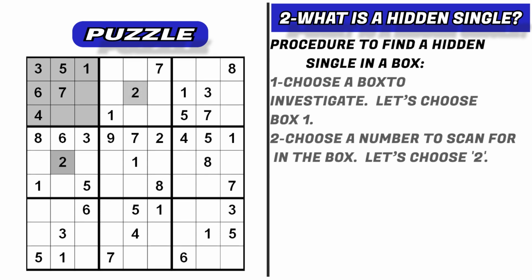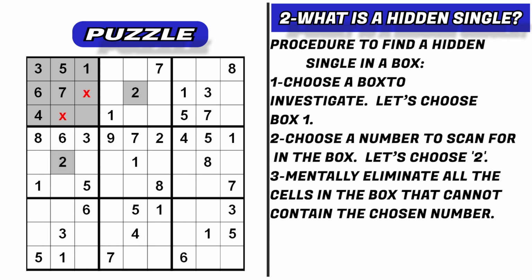Step number 2. Choose a number to scan for in the box. In the same example, we will choose 2 as our candidate number. Step number 3. Mentally eliminate all the cells in the box that cannot contain the chosen number. As you can notice, box 1 has 3 empty cells. 2 of them cannot contain the number 2. We marked those 2 cells with a red cross in our grid. The 2 cells marked with a red cross cannot contain 2 because there is already a 2 in the row of the first one and a 2 in the column of the other one.